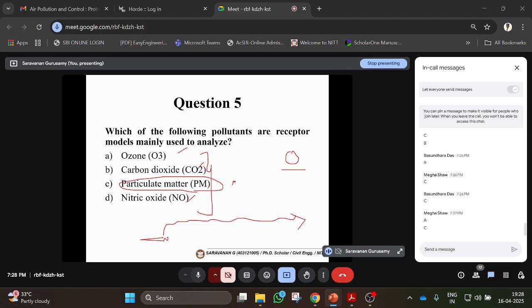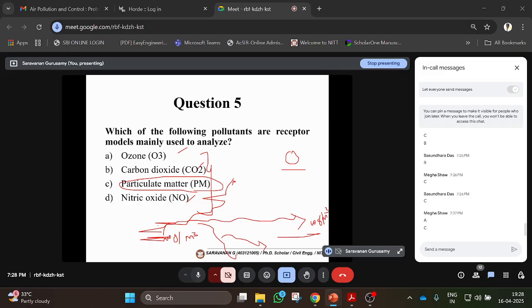So I am emitting 100 gram per second, or 100 gram per meter cube, as Q, as an emission rate. After 1 kilometer, I am getting 10 gram per meter cube as a concentration. So PM is a mass balance. The other 90 will go somewhere else. It will not react with the atmosphere.